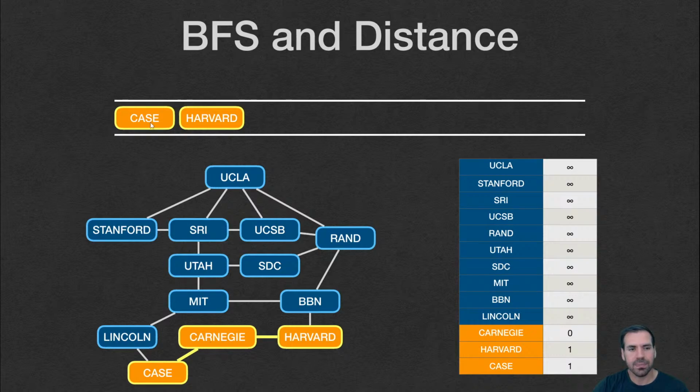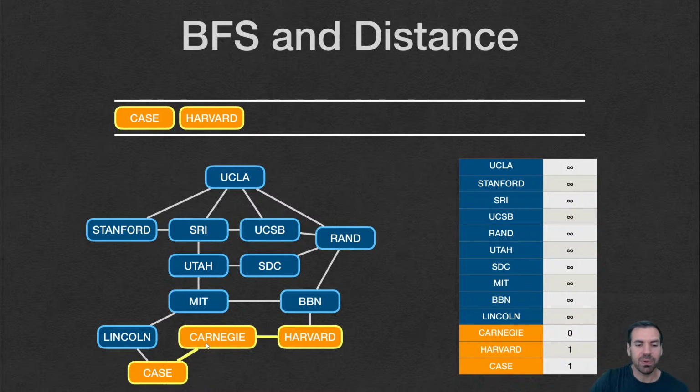And that's it. Then we repeat. We do the same thing until the queue's empty. So we're going to dequeue case and check all of its neighbors. Lincoln has not been explored, so we're going to mark it as explored, enqueue it, check the distance of case, which is 1, add 1 to it, and Lincoln's distance is going to be 2.